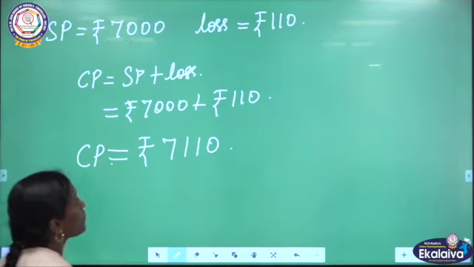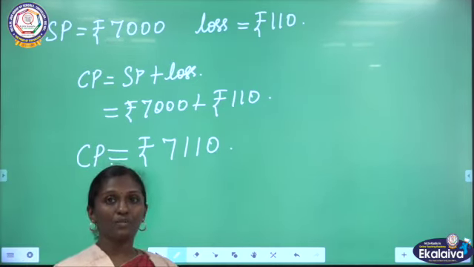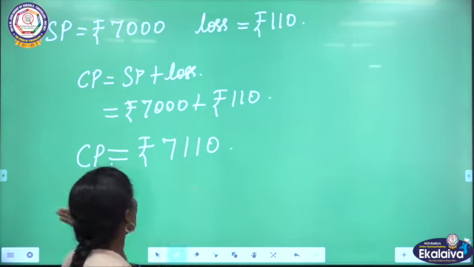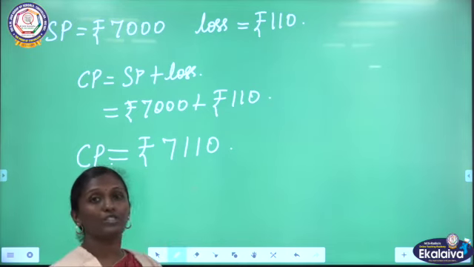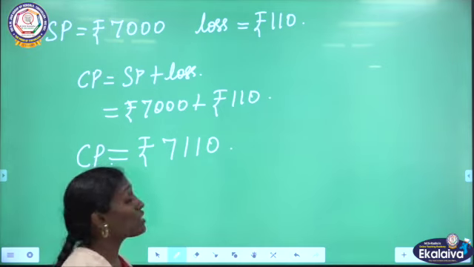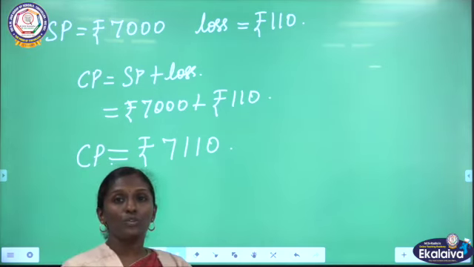Was it clear, children? So to find the selling price, we have two formulae. One is when profit is given, another one is when loss is given. Like that, we have two formulae to find the cost price, one for profit, another one for loss. Is it clear? Hope you all understand.